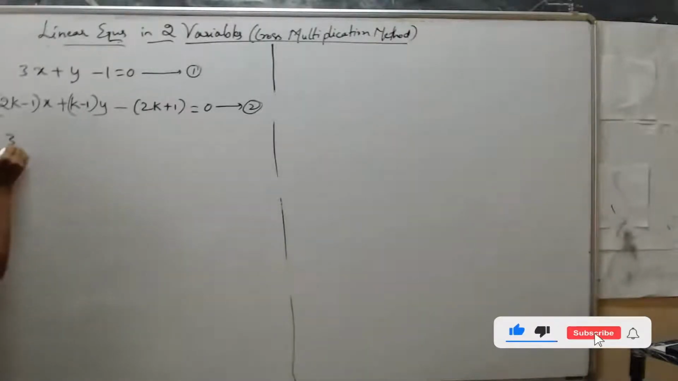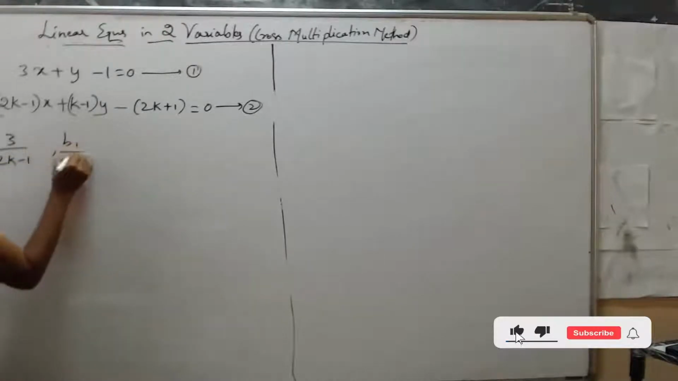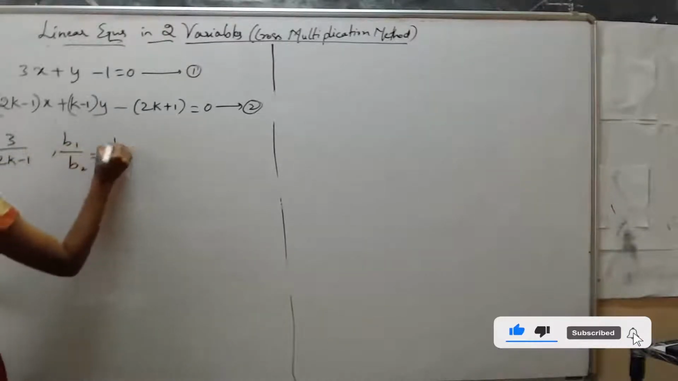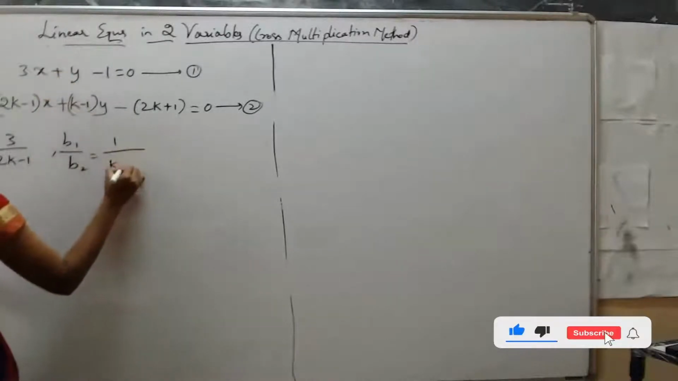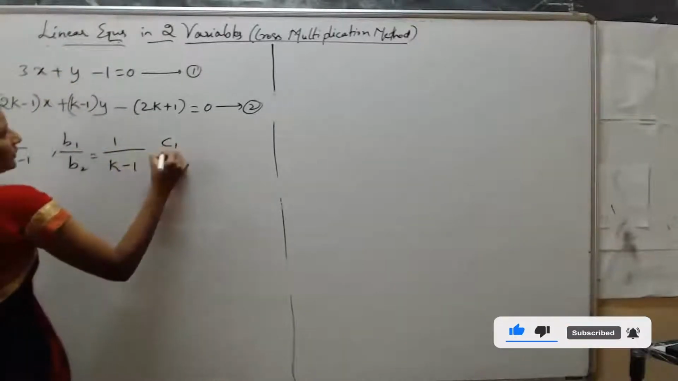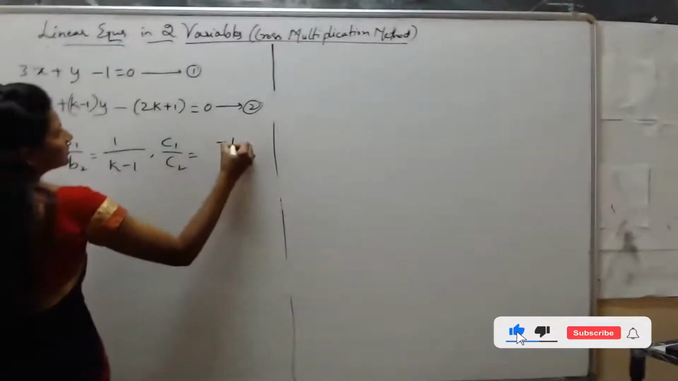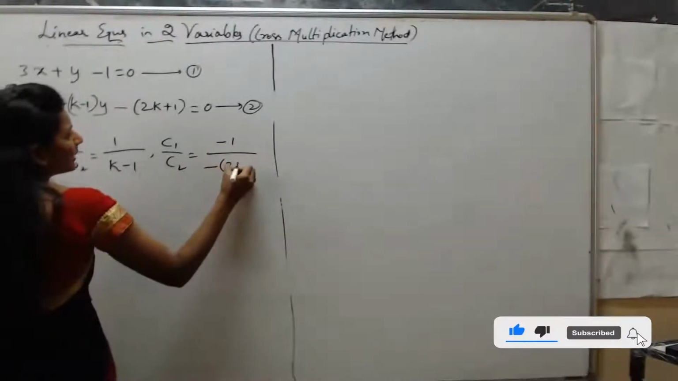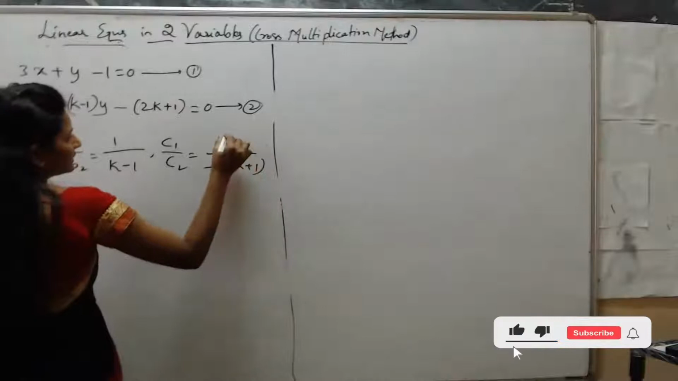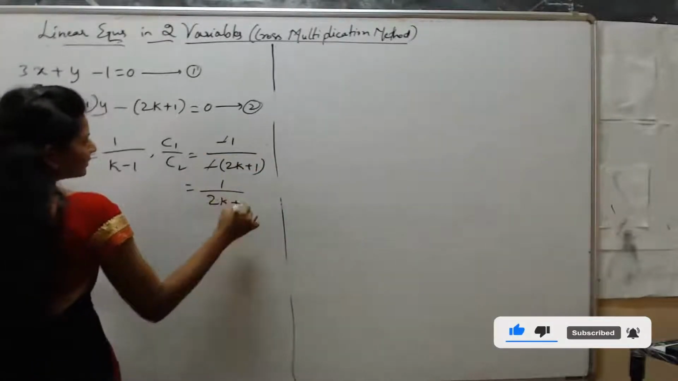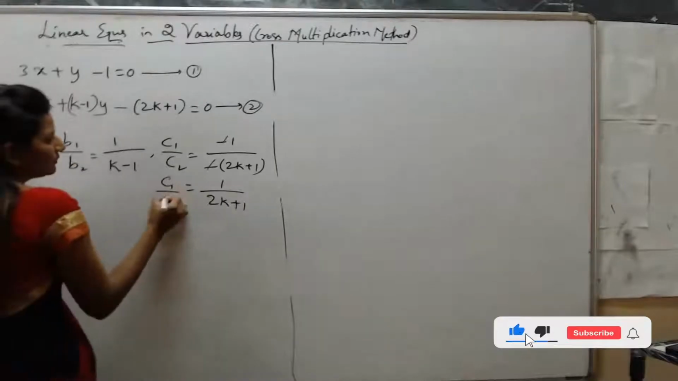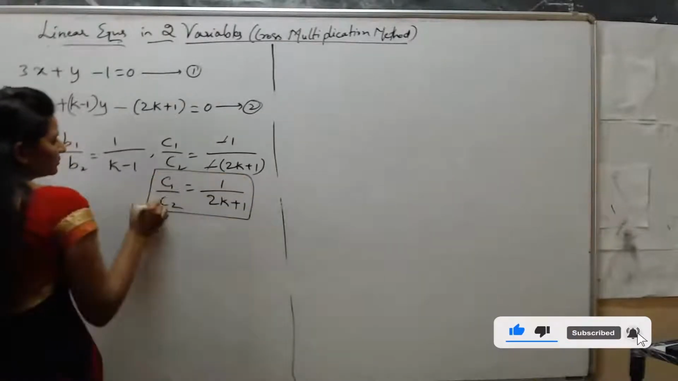a1 by a2 is 3 by 2k minus 1. What is b1 by b2? If nothing is there, then there will be 1. So 1 by k minus 1. Obviously, c1 by c2 is equal to minus 1 by minus 2k plus 1. This can get cancelled. Remaining is 1 by 2k plus 1. This is the value of c1 by c2.